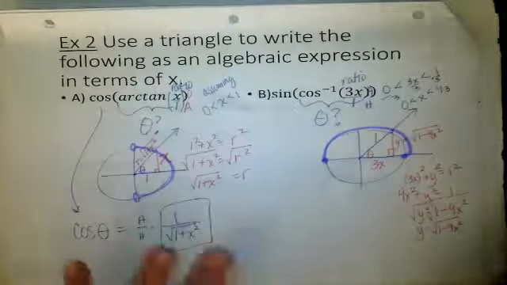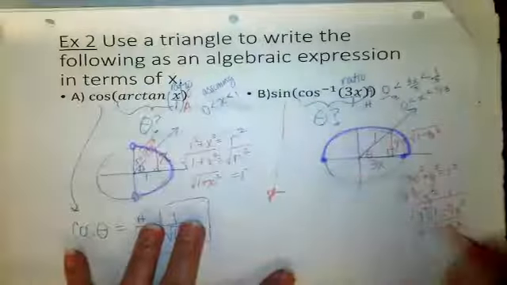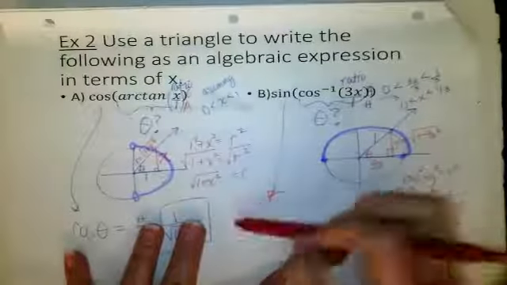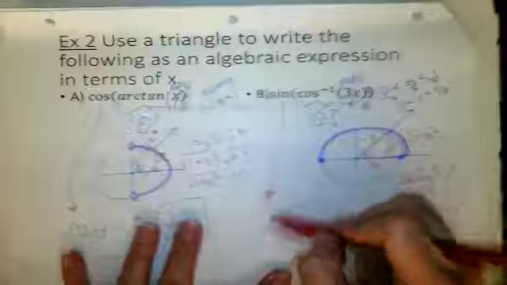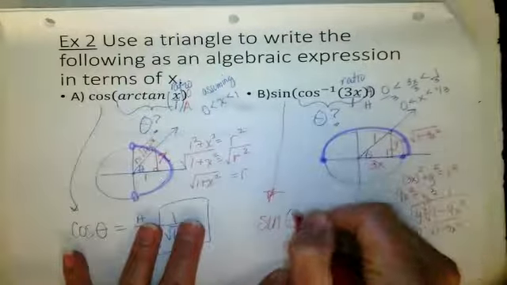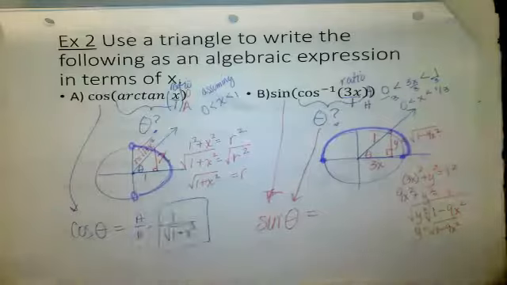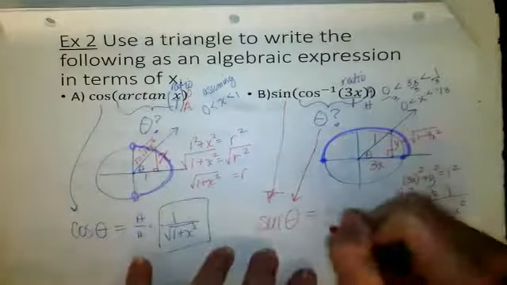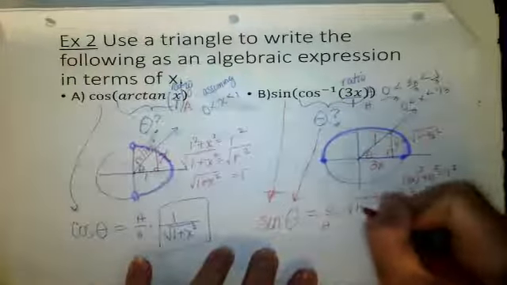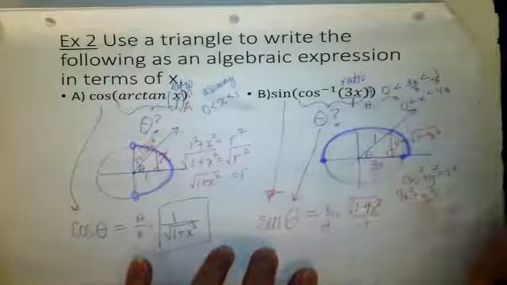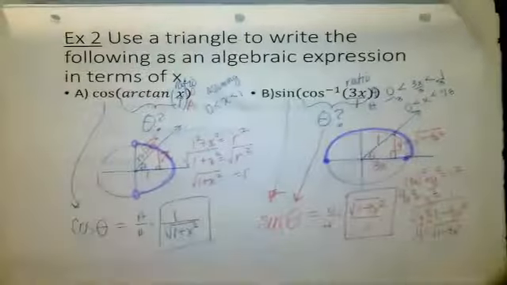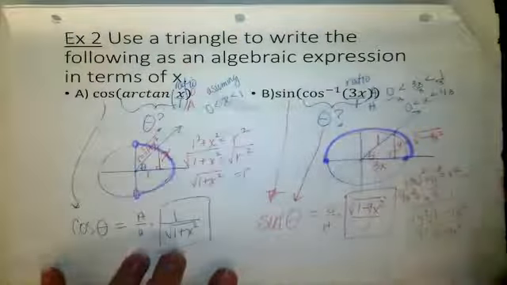And now we've completed our triangle, so we can find whatever ratio we want. What is the, not cosine, what is the sine of angle theta that we just made? Opposite over hypotenuse, so radical 1 minus 9x squared over 1, which would just be the square root of 1 minus 9x squared.